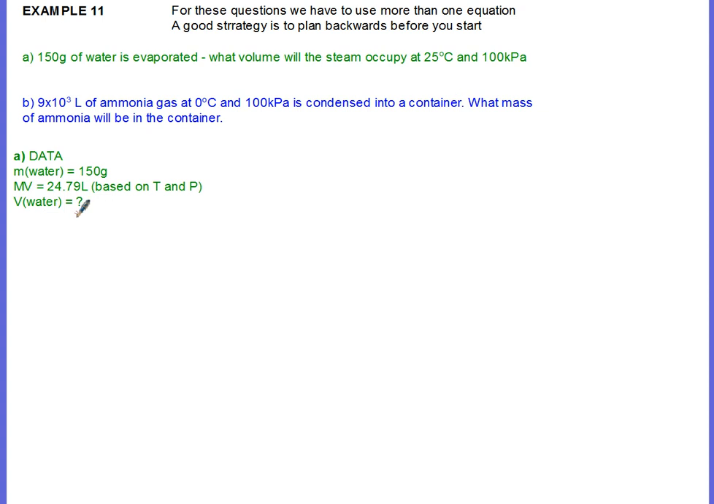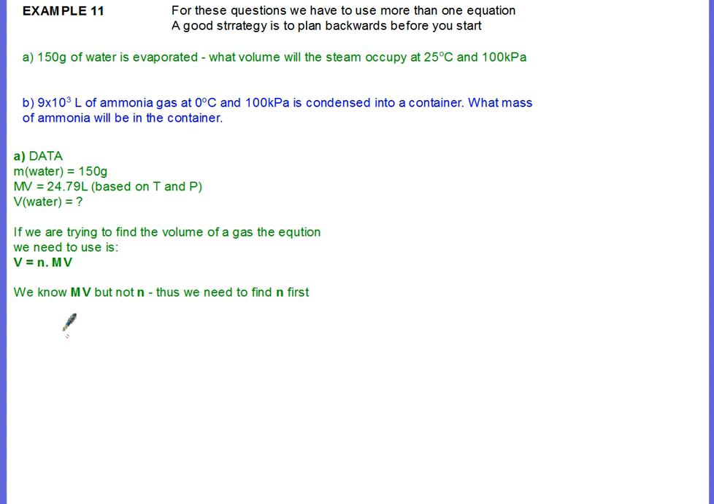The question's asking us for, though, what's the volume? And unfortunately, considering the fact that the equation we need to use to find the volume is volume equals number of moles times molar volume, we can't quite get there yet. Yes, we're trying to find the volume, and yes, we know the molar volume, but we don't know the number of moles. So we've got to find the number of moles first to calculate this question.